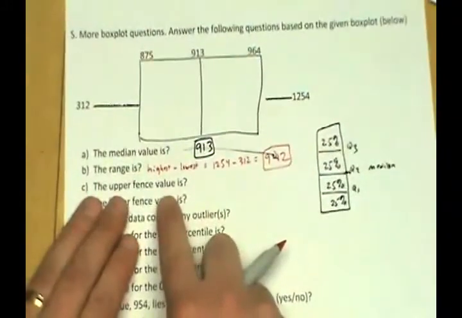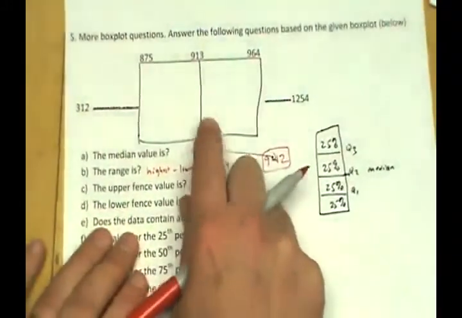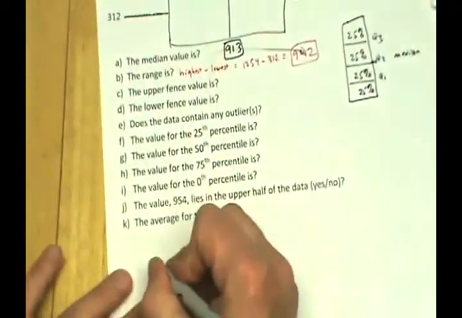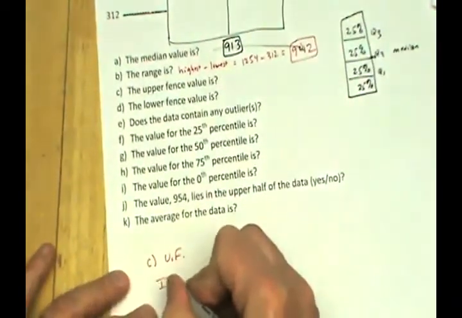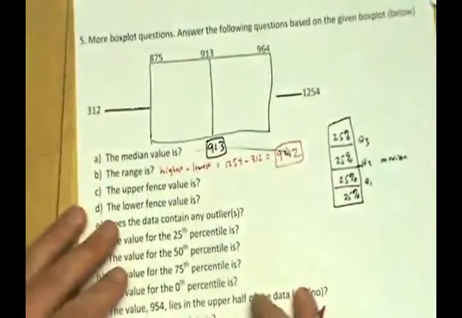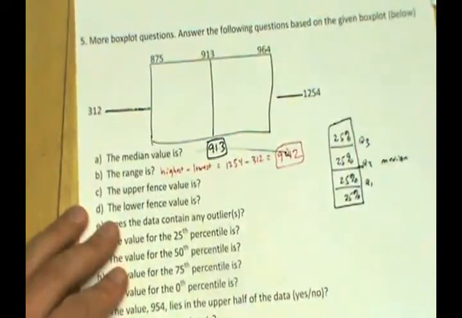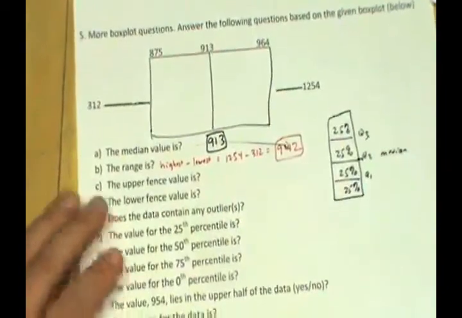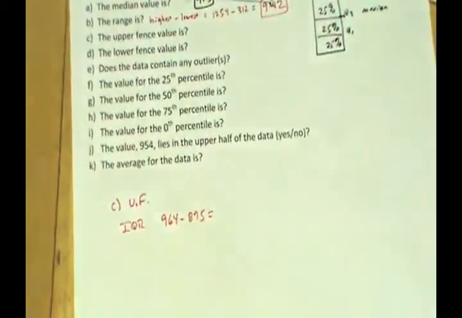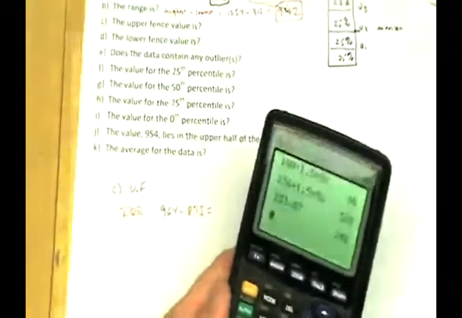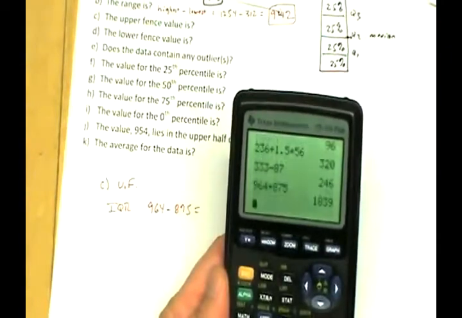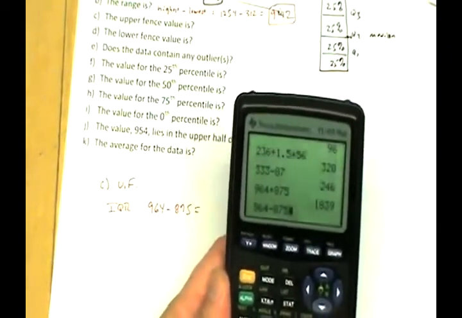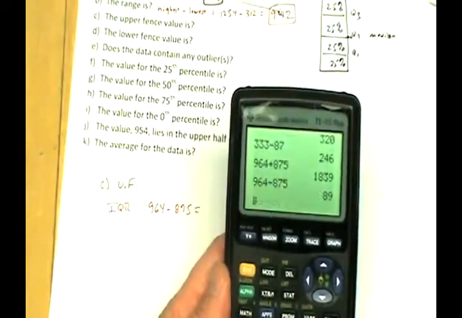We actually can find the upper fence and the lower fence just from the quartiles, or from the box plots. Pretty neat. So let me go down here. For letter C, they're asking for the upper fence. Well, I need an interquartile range, so let's find the interquartile range. If you look at the box plot, the highest quartile is 964 and the lowest is 875. So in our calculator, we go 964, and we're going to subtract 875. Helps if I subtract. There we go.